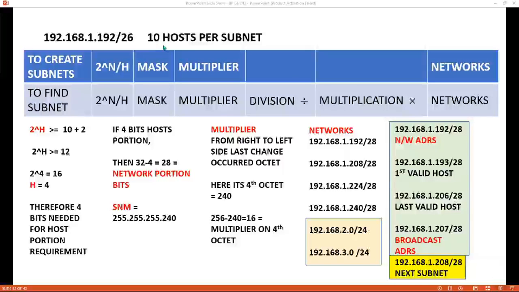Again I need to add 10 plus 2 for the network and broadcast, and I am doing the calculation, repeating the same process. h equals 4, so n equals 32 minus 4 equals 28. So the subnet mask is 255.255.255.240, which is the 4-bit requirement. Okay, if you borrow 4 bits, you are going to have 240 here. After that, the multiplier: 256 minus 240 gives you 16, which is the multiplier. Then you can write the networks.